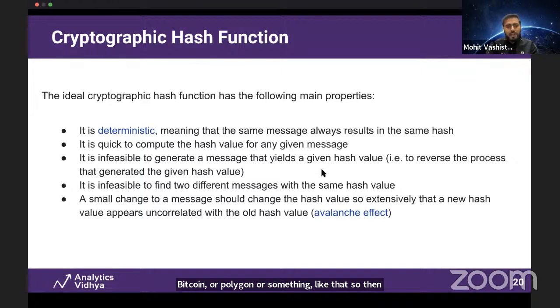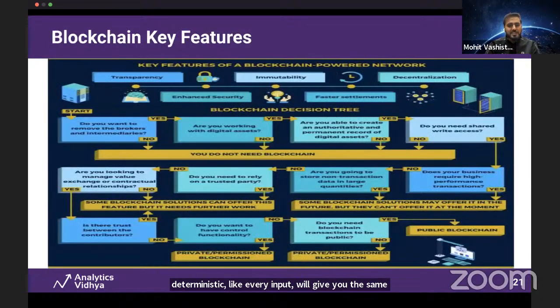Then the hash function, you can read about this. I will share the slide, and you can go through what exactly a hash function is. It is a one-way function, as I told you earlier. You cannot create the input from the output, and it is deterministic: every input will always give you the same output, and a small change in your input will change the output drastically. These are the key features which I have been talking about.